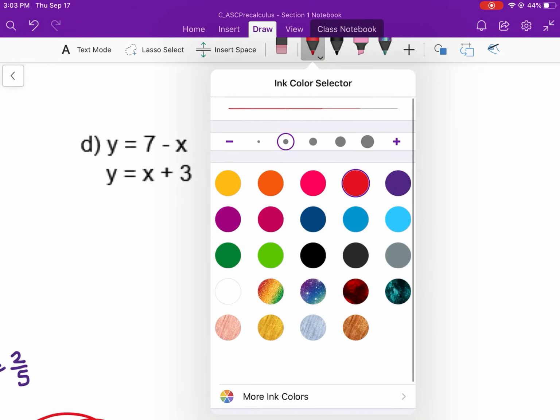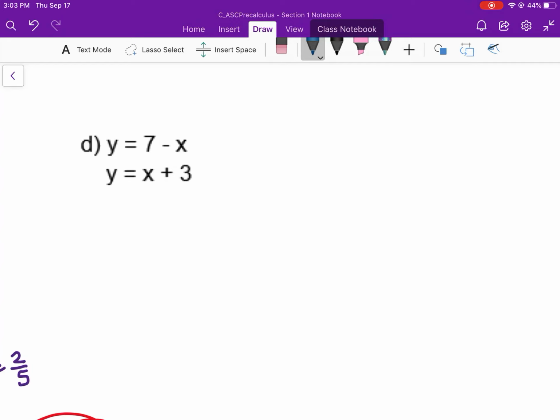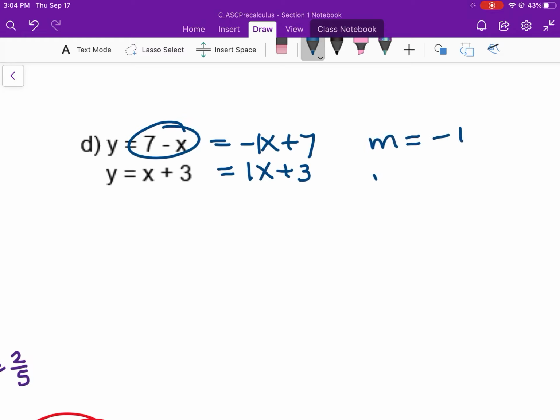I'll put it back to a different color because I can. All right, this is already solved for y. This one is backwards a little bit, so maybe I would write this as -x plus 7, and this one is just like 1x plus 3. So this slope is -1, this slope is 1.